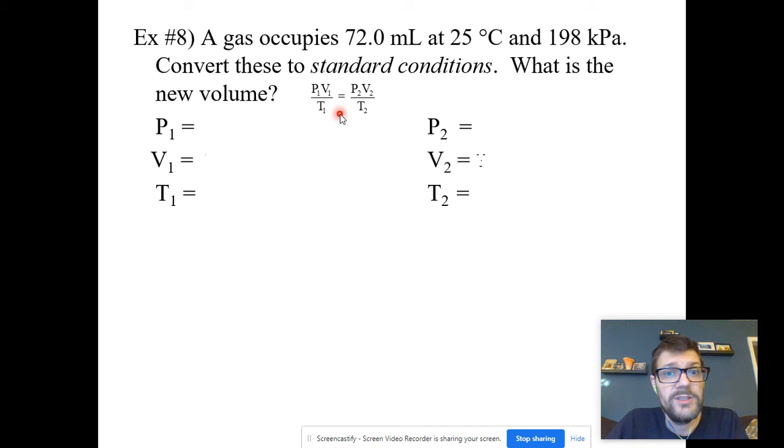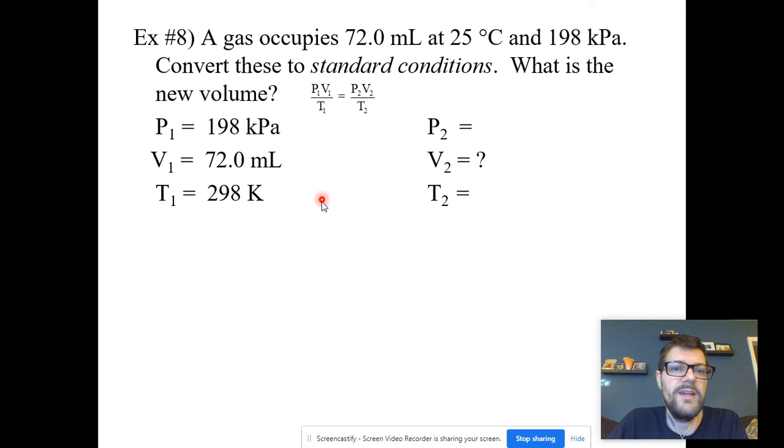So first, let's write down what we know. We know the starting pressure is 198 kilopascals, the starting volume is 72 milliliters, and the starting temperature needs to be in Kelvin, so we're going to add 273 to get 298 Kelvin. Now we're going to convert it to standard pressure. Pressure is 101.325 kilopascals. That's 1 atmosphere, that's standard pressure. Volume is what we don't know, and the standard temperature is 273, 0 Celsius.